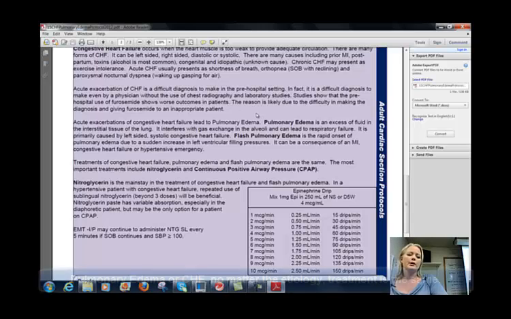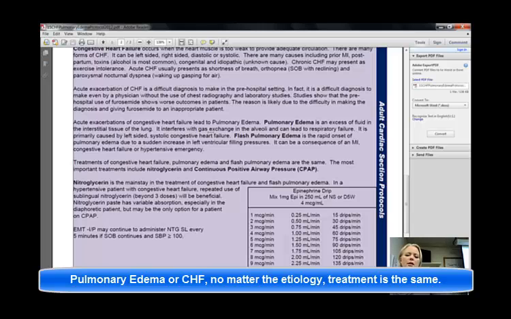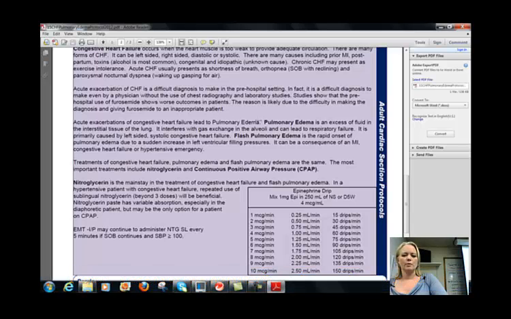The good thing about pulmonary edema and congestive heart failure is that even though there are different etiologies for pulmonary edema, it's all treated the same, so that makes it easy. So whether it's from heart failure or whether it's a consequence of hypertensive emergency, it's all treated the same with CPAP and nitro.